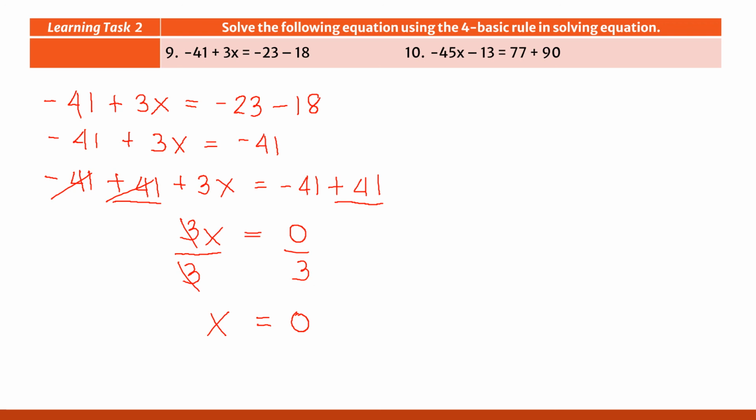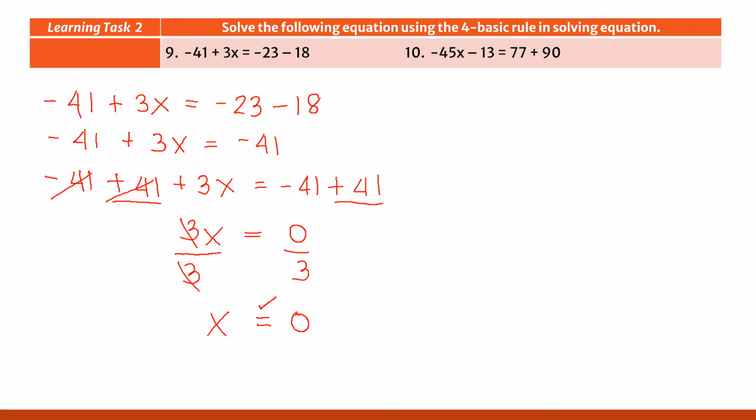Let us check. So, negative 41 plus 3x. Negative 41 plus 3 times 0, which is 0. So, negative 41 plus 0 is negative 41. While negative 23 minus 18, sabi natin kanina, is negative 41. Therefore, x equals 0 here is correct.